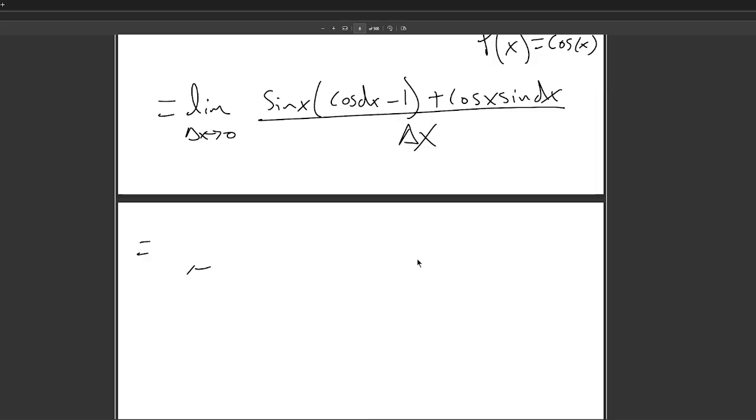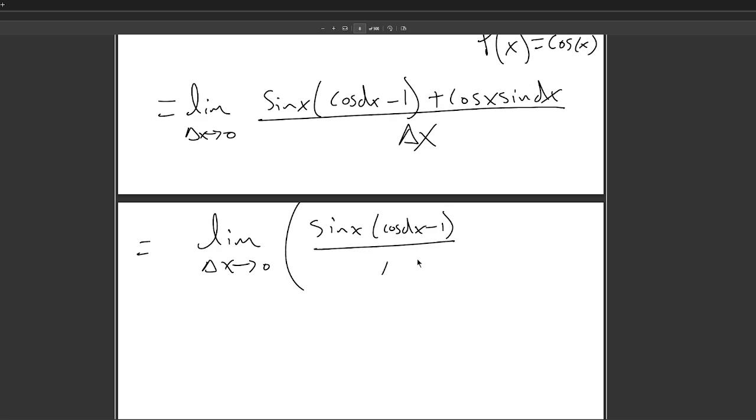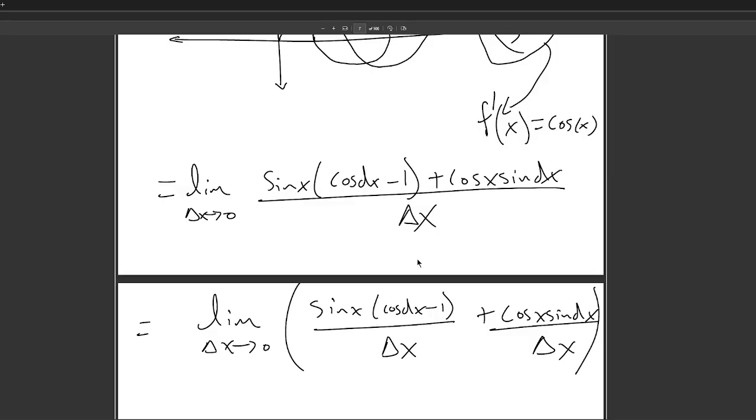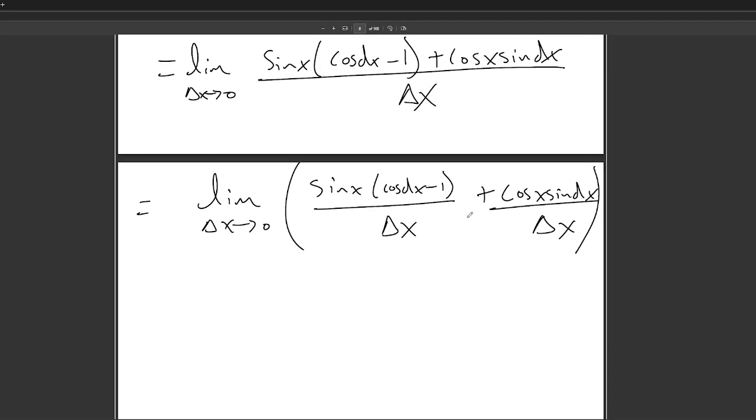I should note that when you have this fraction, you can split it up, right? So you can say sine x times cosine dx minus 1 over delta x, plus cosine x sine dx over delta x. We can split this into two fractions, completely legal.